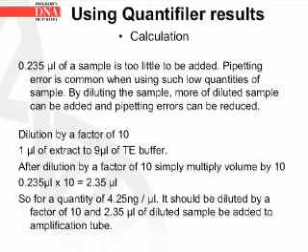Let's look at a dilution by a factor of 10, which is simply done by adding 1 microliter of the extract to 9 microliters of the TE buffer. After dilution by a factor of 10, simply multiply the volume by 10. So 0.235 microliters times 10 is equal to 2.35 microliters. So, for a quantity of 4.25 nanograms per microliter, it should be diluted by a factor of 10 and 2.35 microliters of the diluted sample be added to the amplification tube.